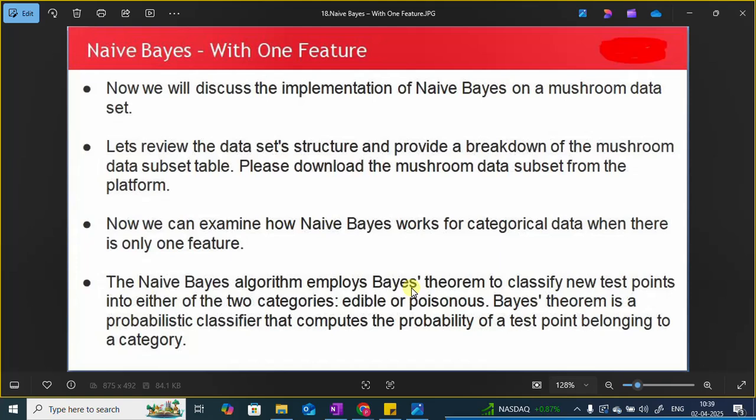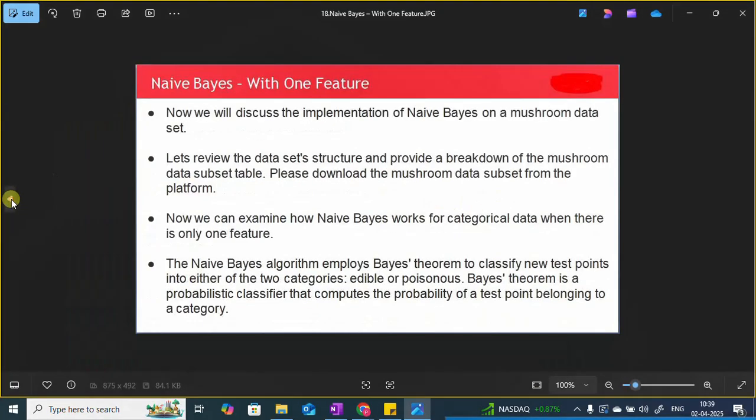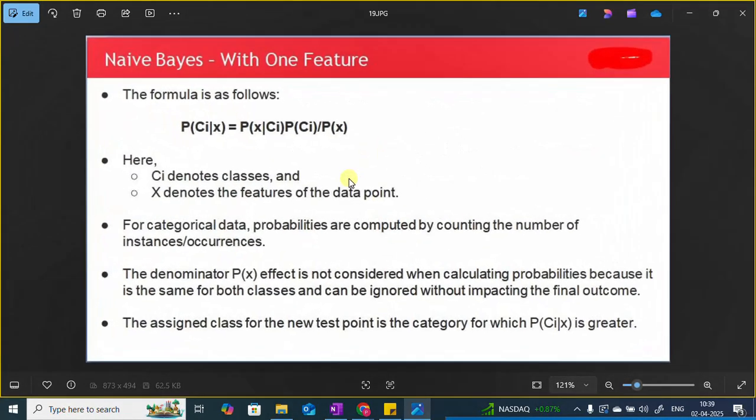Fine. The Naive Bayes algorithm employs Bayes theorem to classify a new data point into either of two categories, edible or poisonous. Bayes theorem is a probabilistic classifier that computes the probability that a data point belongs to a category. So what is happening, guys? Here I've taken the problem statement. The formula I'm showing: Ci denotes the classes, provided X denotes the features of the data point, is nothing but the probability of X given Ci times the probability of Ci, divided by the probability of X.